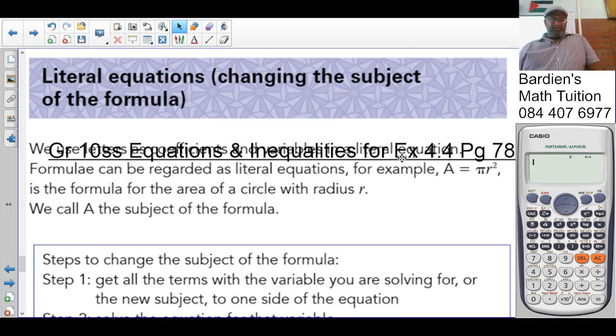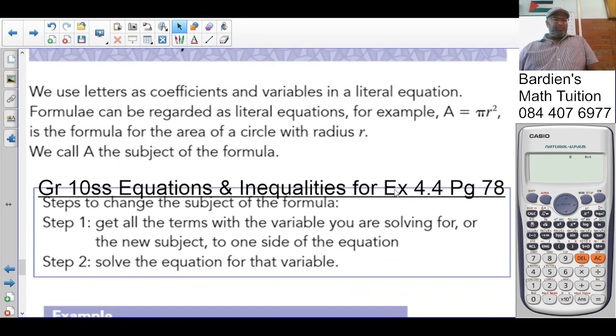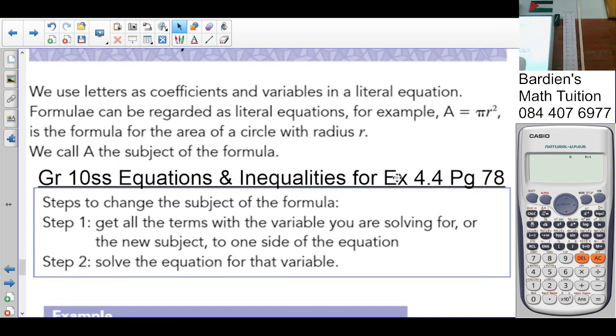Okay. So for literal equations we are told we use letters as coefficients and variables in the literal equation. The formula can be regarded as literal equations. For example, A is equal to pi r squared. Where do we use this formula? A is equal to pi r squared. Area of a circle. Right. Is the formula for the area of a circle with radius r.